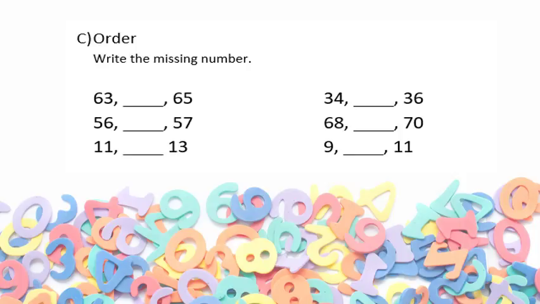Write the missing number. It's the same concept. After 63 is 64. Pay attention to the next one. After 56 is, so should I put anything here? No, because it's already in order.